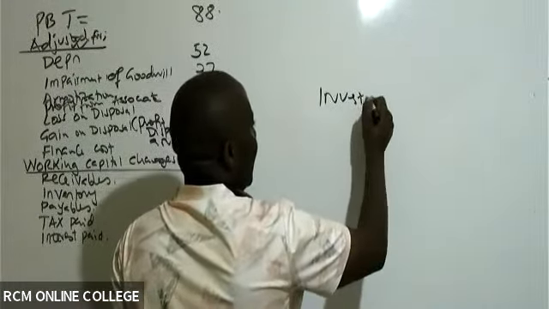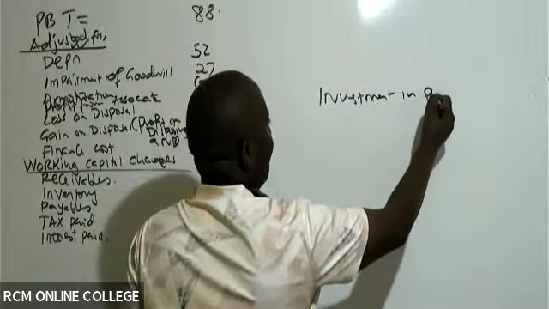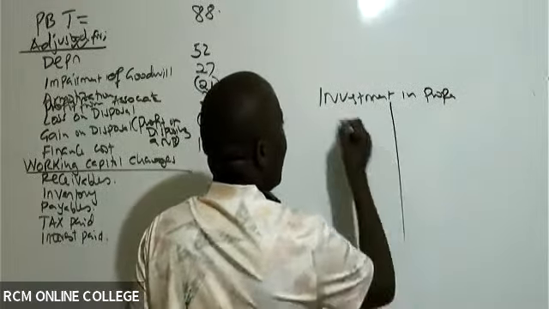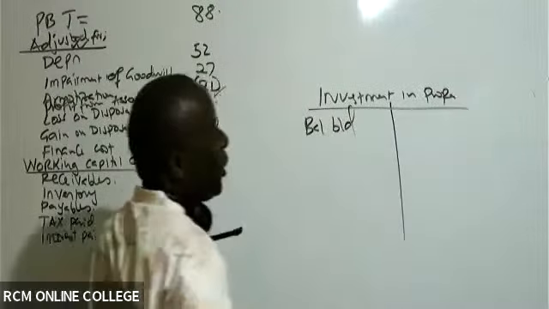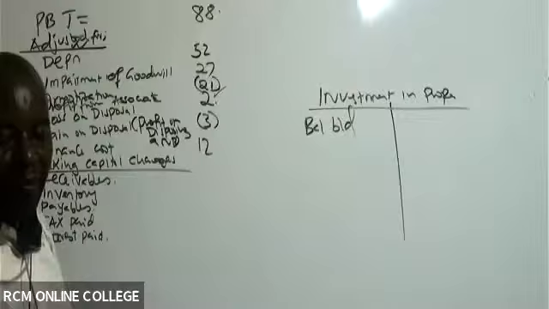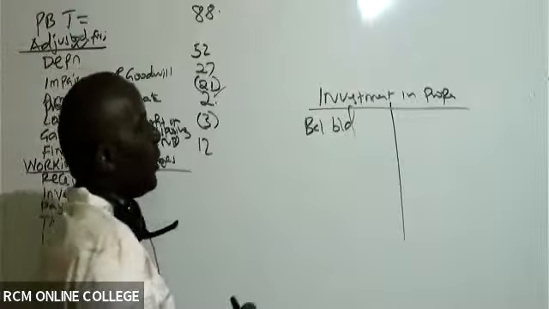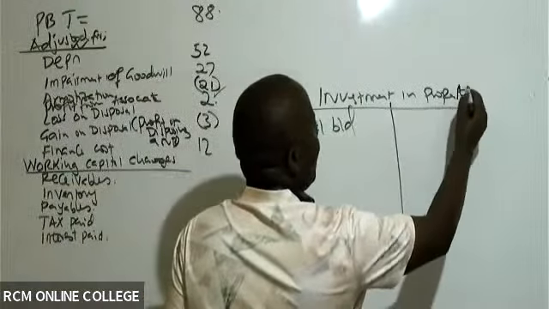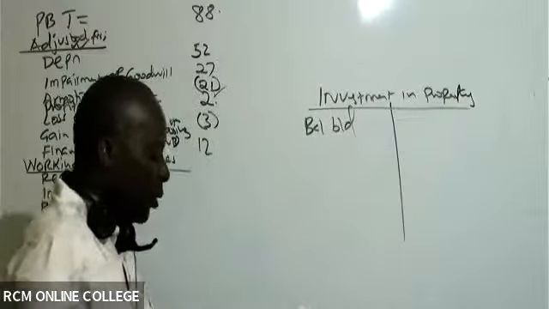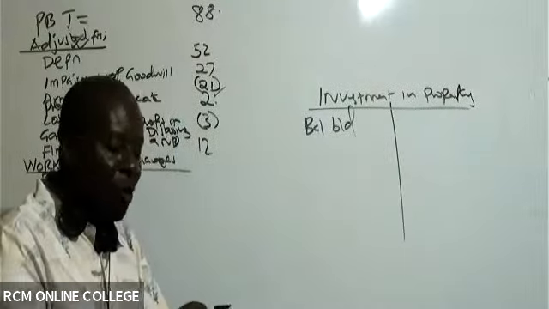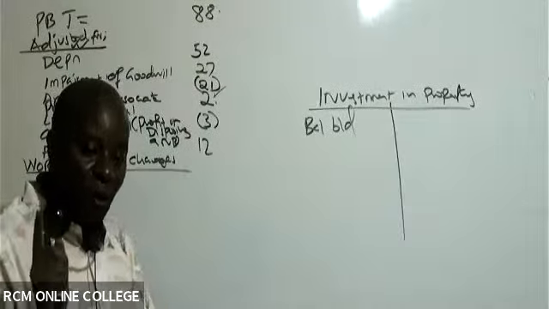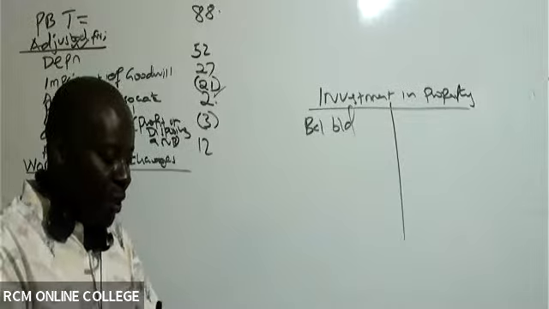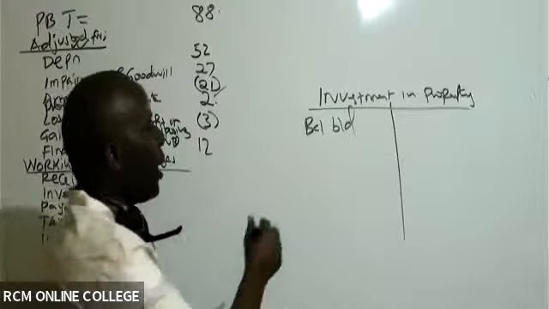So investment in property, this is an asset. Please bring down. So balance brought down is how much? Balance brought down is from your non-current assets. Remember, brought down is 2021. So investment properties brought down, here we have 60.